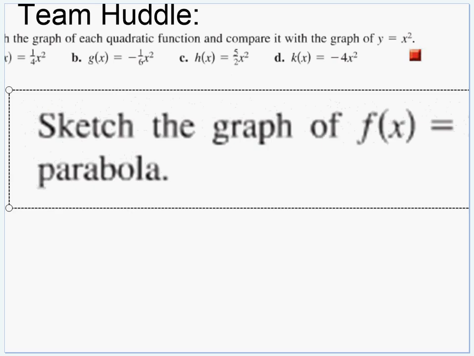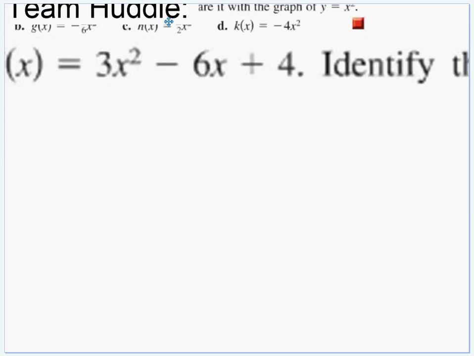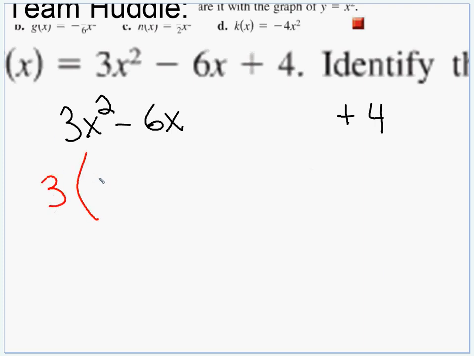Okay, now for the tricky one. So here is our setup. We want to get it into standard form. To make it easy, we're going to group the 3x squared and the minus 6x. I'm going to put the plus 4 way over here because it's giving us trouble now. And we want to factor out of these terms a 3. So that will be 3 times x squared minus 2x. I'm going to leave a little space in there for our completing the square method. And we still have a plus 4.